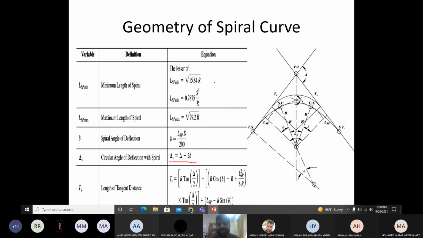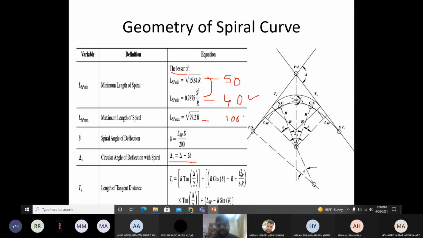Now how to find out LSP, length of a spiral curve? We have two equations for minimum length, one equation for maximum length. Out of these two equations, you will take the lesser value. So if this equation gives you 50, this equation gives you 40, you will take 40 as the minimum length. Then from this equation, you will take the maximum value. Any value between minimum and maximum is allowed. So if this is 40, this is 100, any value between 40 and 100 is allowed.